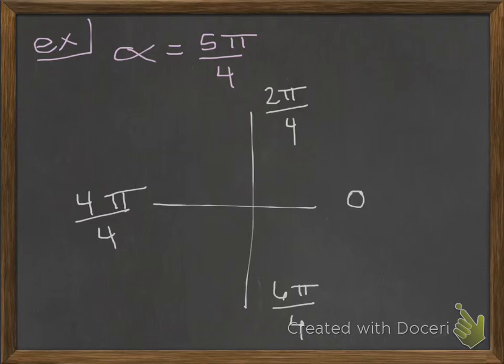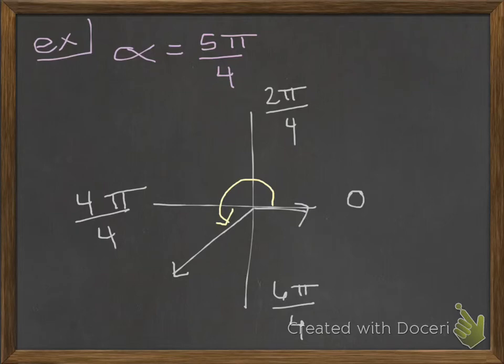So 5 pi over 4 is going to fall in the third quadrant, and my initial side is right here, and the last thing we need to draw is how I traveled. So because it's a positive angle, I start in the initial side and I go counterclockwise, and that is my angle.